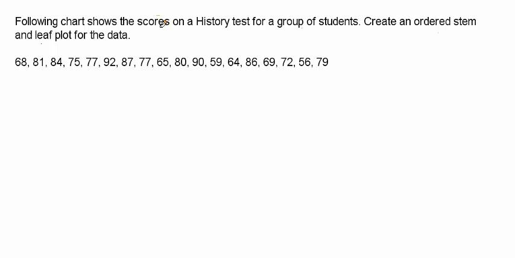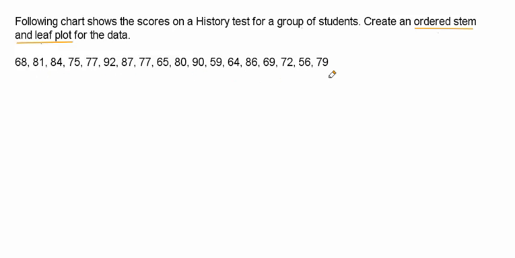The following chart shows the scores on a history test for a group of students. Create an ordered stem and leaf plot for the data. And we have the scores here: 68, 81, 84, 75, and so on.